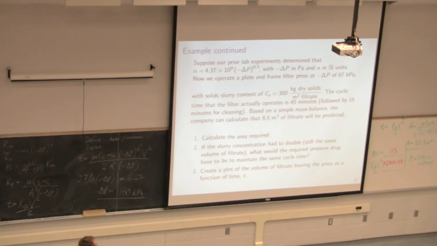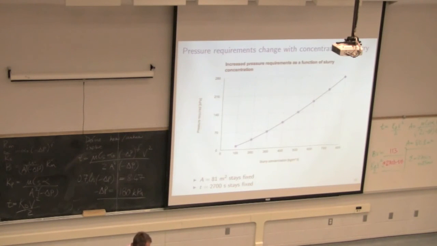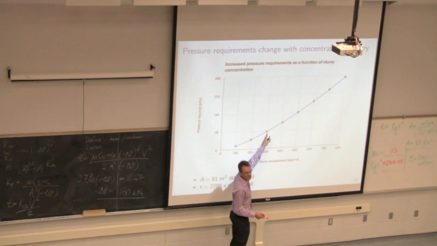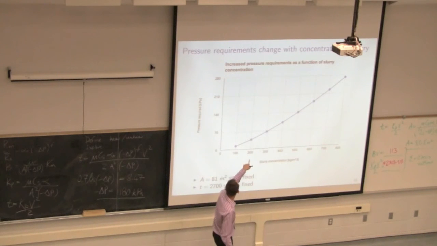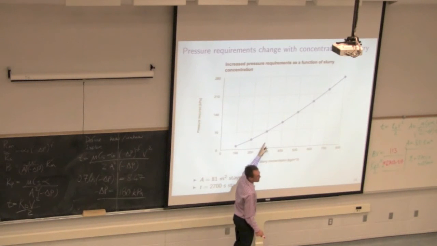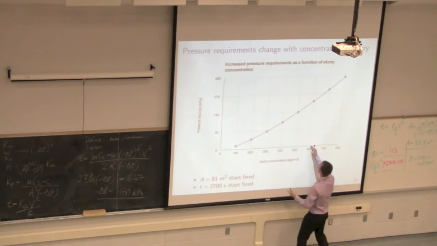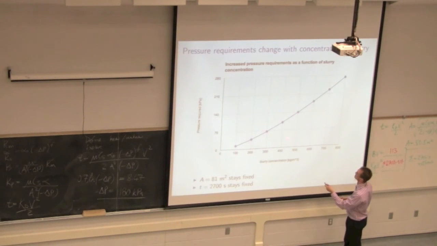It's interesting if you plot this curve. I'll just show you over here. You can repeat that calculation for several values of slurry concentration. So let's just back up here. Here's our baseline. It's 300. This is where we started, and we had a pressure drop of 67,000 required. If I double the slurry concentration to 600, so I've gone from 300 to 600, what's happened to my utility costs, that delta P?